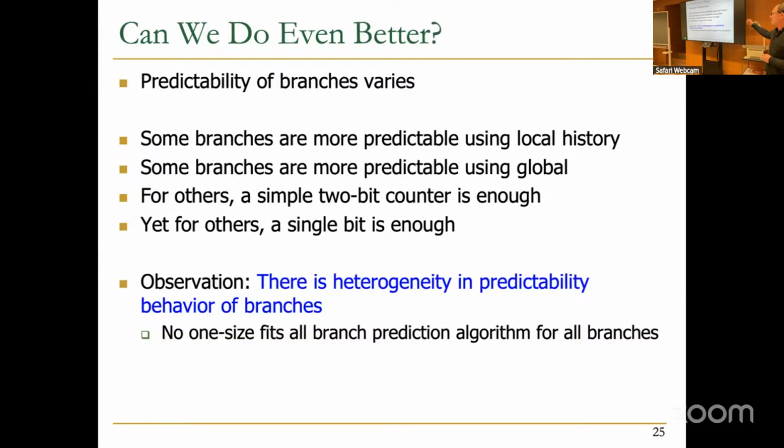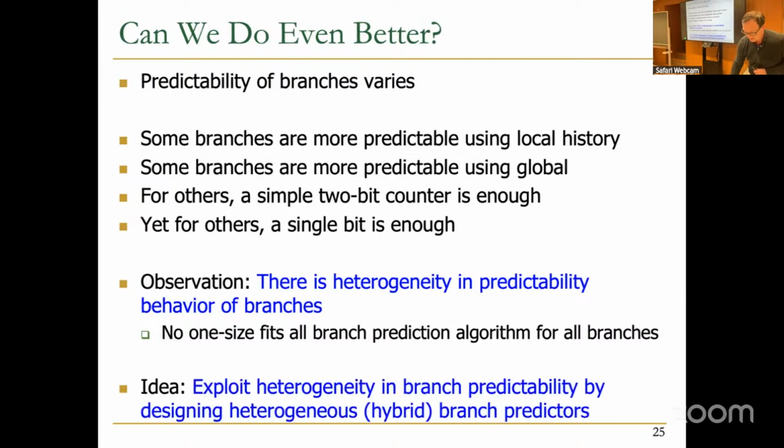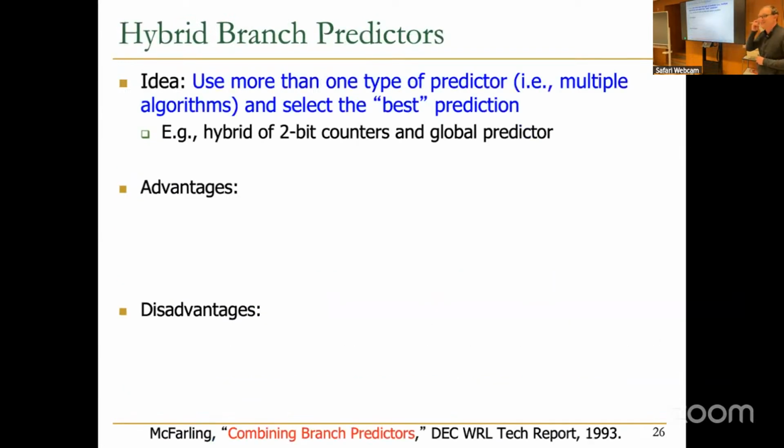So basically, there's heterogeneity in predictability behavior of branches, and there's no one-size-fits-all branch prediction algorithm for all branches. And the idea is, whenever you see no one-size-fits-all and heterogeneity, you can think about a heterogeneous design, right? So you can exploit heterogeneity in branch predictability by designing hybrid branch predictors, which are essentially all predictors today. And this is what was also proposed in McFarling's paper.